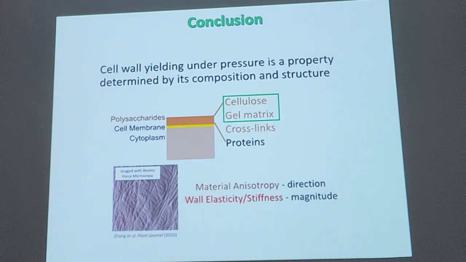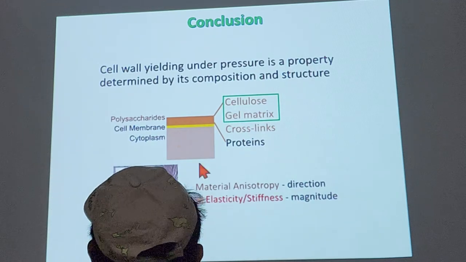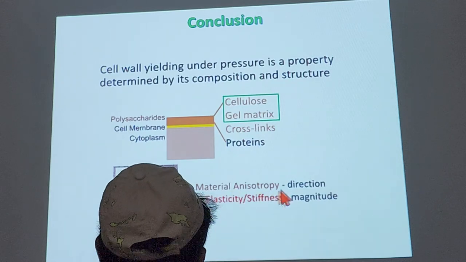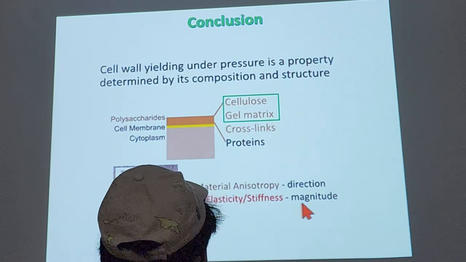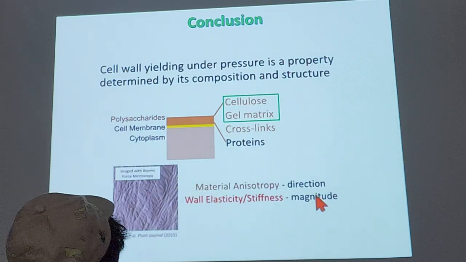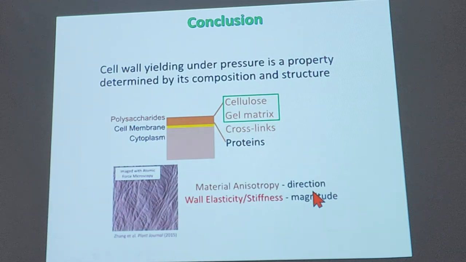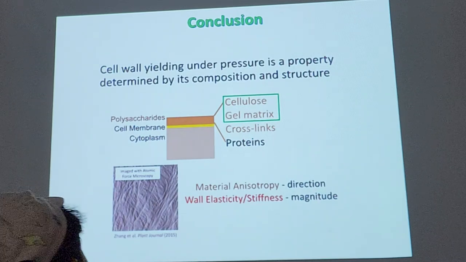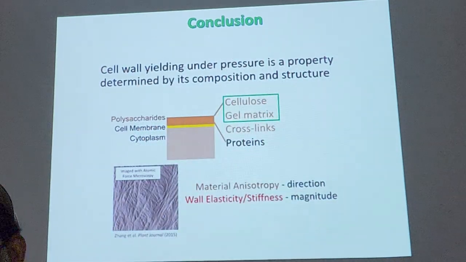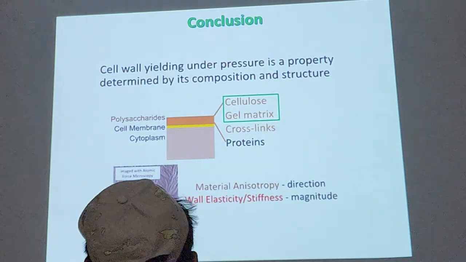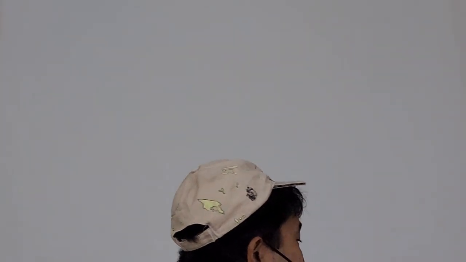All right. Okay. So cell wall yielding under pressure is a property determined by its composition and structure. Right. So material and isotropy determine the direction, while the wall elasticity and stiffness determine the magnitude. The direction means whether it goes up or down. The magnitude means how up or how down it will go. All right, so it's a combination of these two. Yay, and that is all.